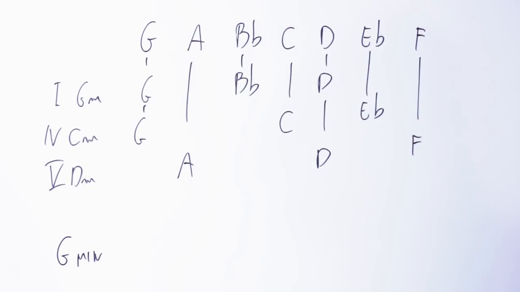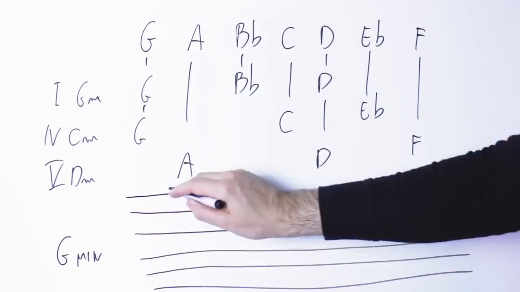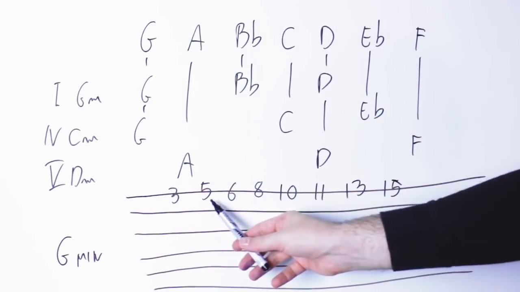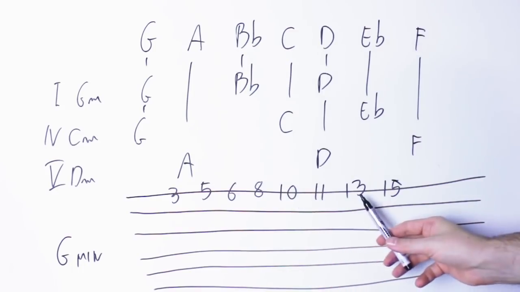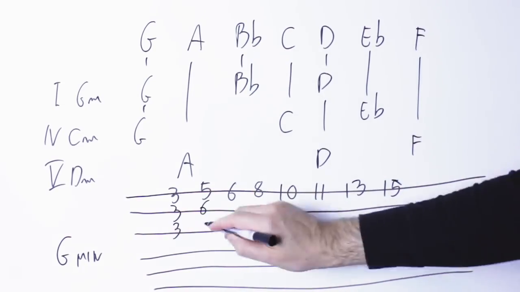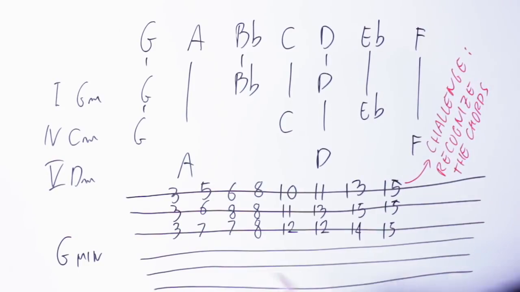I can play a G minor scale on the first string of my guitar. And then I can add chords to it, following the same idea.